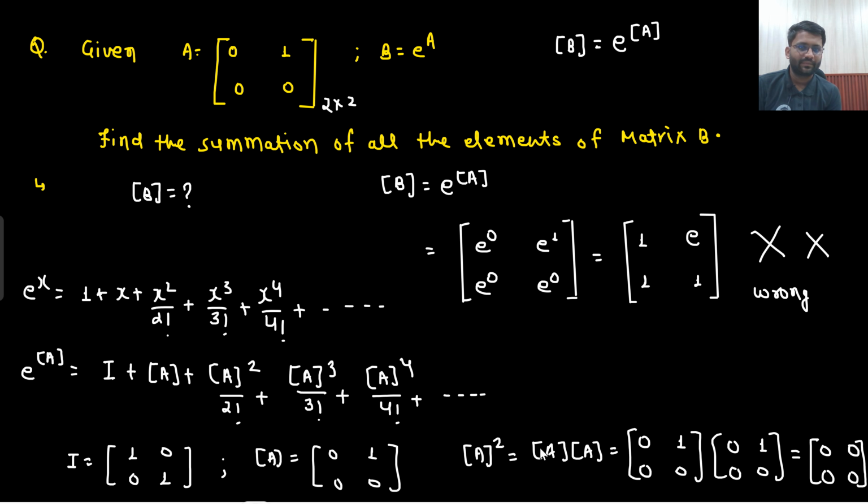Understandable? Okay. In the similar manner, they can ask you sin A, cos A, ln(1 plus A). So you should know their expansion and you will expand in the same manner. Is that clear to you? If someone asks you sin of matrix A, where in the angle matrix A is written, you write down the expansion of sin x, and in place of x you replace A. Understandable? So this is how we need to proceed. I hope it is clear to you.